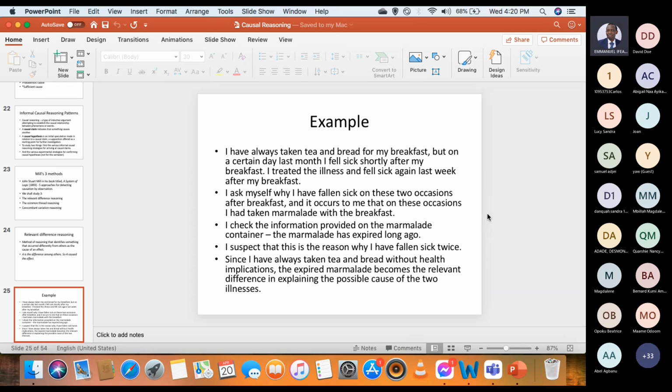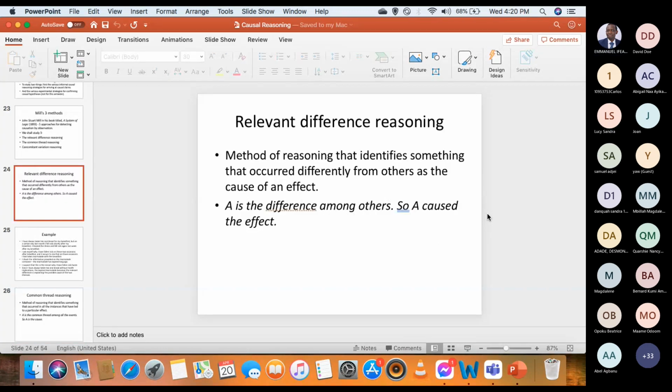How did I arrive at that cause? I arrived at that cause because I have always taken tea and bread all my life. So the natural tendency is for me to ask, what is happening differently in this breakfast? And then my mind goes to that marmalade that I bought to be adding to my breakfast. So that's relevant difference reasoning. The method of reasoning that identifies something that occurred differently from others as the cause of an effect. A is a difference among others, so A caused the effect.